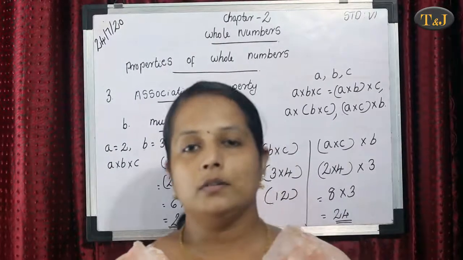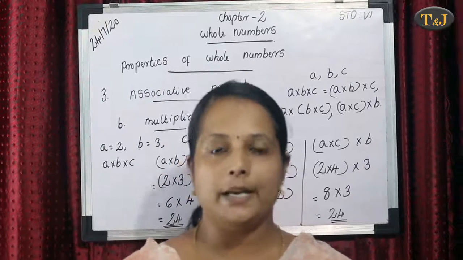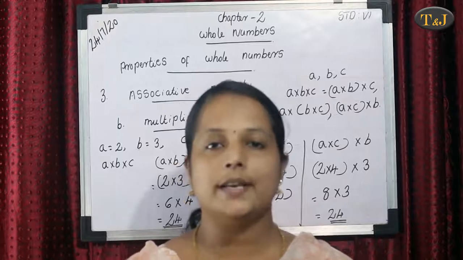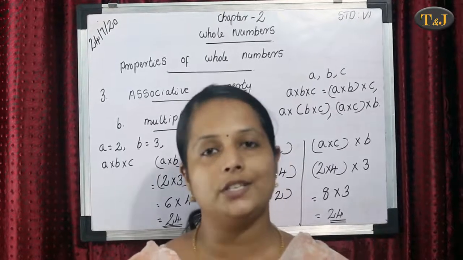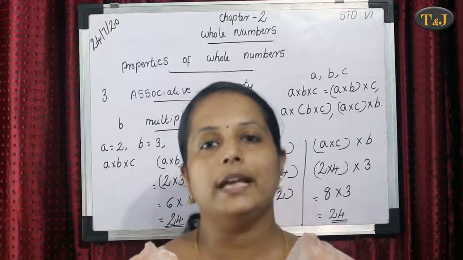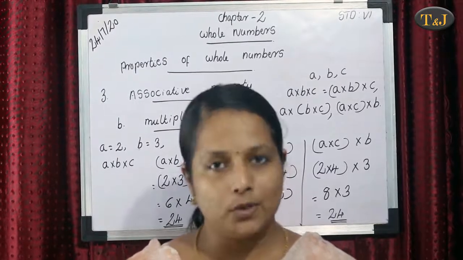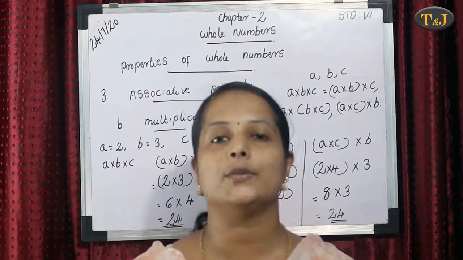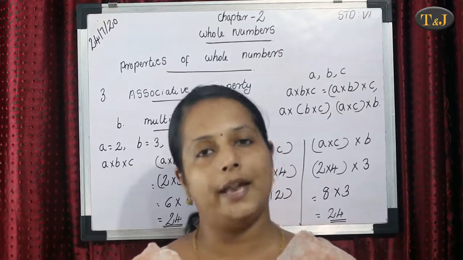Okay. So today we learned the associative property under multiplication and addition. Both operations satisfy the associative property. We do not do division and subtraction because they do not satisfy the associative property, nor the closure property nor the commutative property. So we understood that the associative property is satisfied only under multiplication and addition.